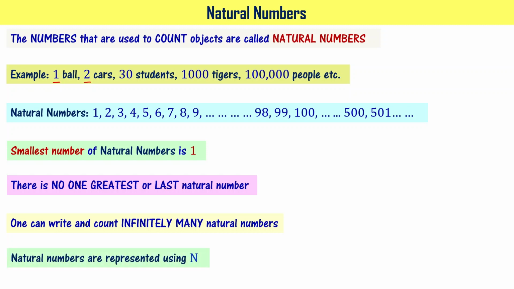Natural numbers are represented using the letter capital N. Please note this. This represents natural numbers. Capital N represents the natural numbers.